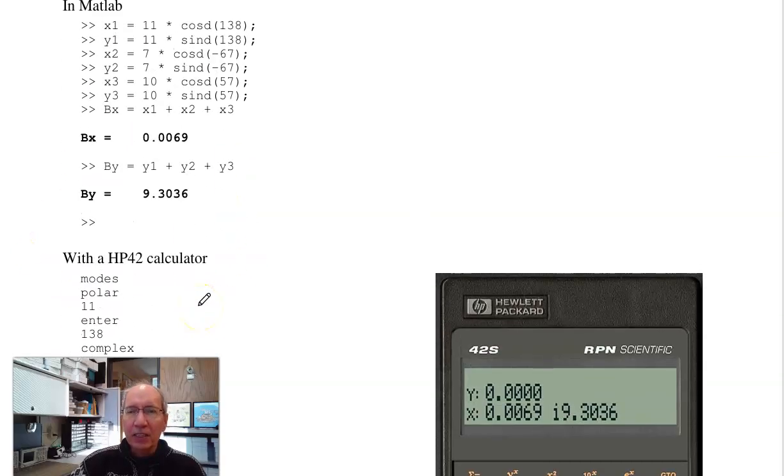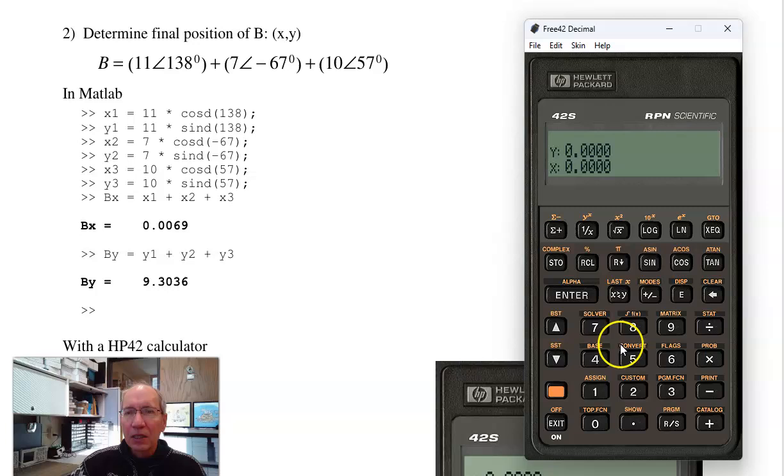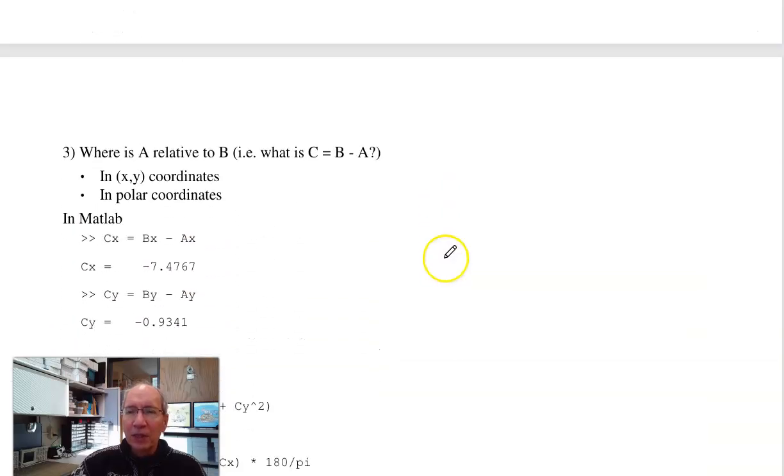You can also do that with an HP calculator. Show you that again. With an HP, it would be 11, let's go modes, polar, 138, complex, 7, enter, negative 67, complex, add, 10 at 57 degrees, complex, add. There's the answer in polar form and in rectangular form. Actually, the HP calculator is easier than Matlab for polar calculations. We'll be talking more about the HP later this semester.